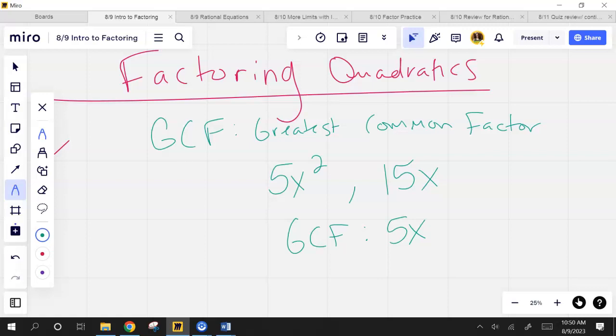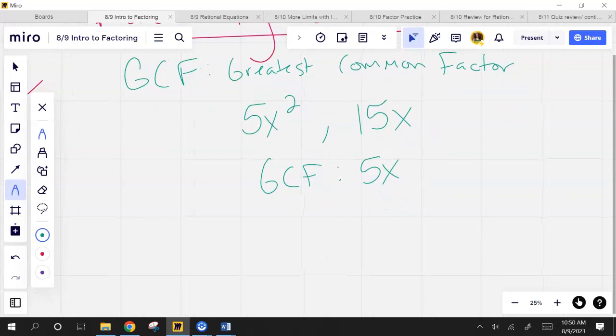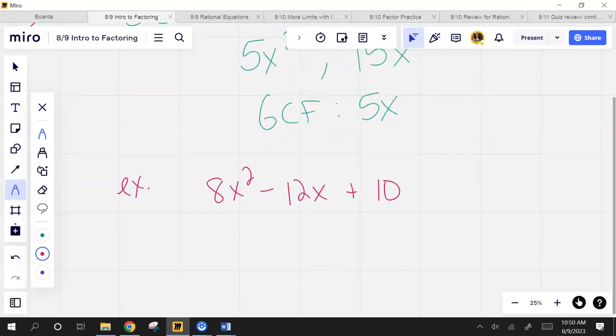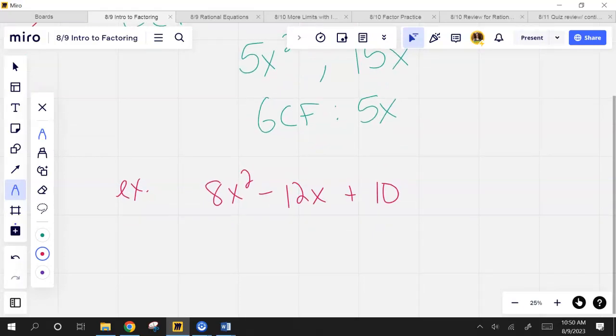Okay, so let me give you another example. Let's put it in terms of a quadratic. Is there a GCF in this quadratic? Yes, there is. What is it? 2. Well, close, but I can't divide 10 by 4. So you have to be able to divide them all, right?